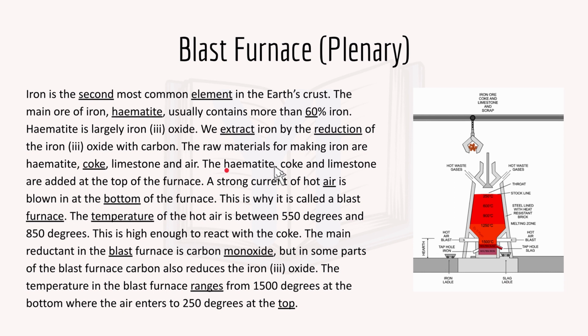The hematite, coke, limestone, and air are added at the top of the furnace, and a strong current of hot air is blown in at the bottom, which is why it's called a blast furnace. As we talked about, the temperature ranges from 550 to 850 degrees. This is high enough to react with the coke, and the main reductant in the blast furnace is carbon monoxide. But in some parts, the blast furnace is hot enough to just react carbon with the Fe2O3. The temperature ranges from this at the bottom to this at the top.